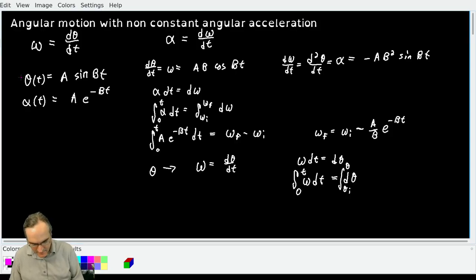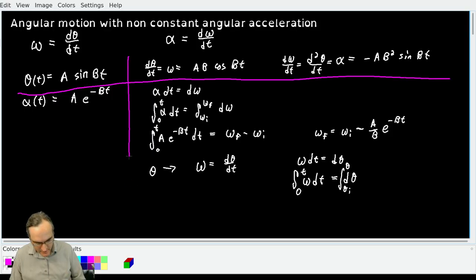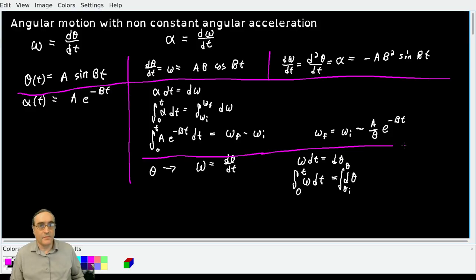When you have something where the acceleration is not constant, you're going to have to split it up and deal with it in pieces. That's all I have to say for this one, so I'm going to stop the video there. Next up, we're going to talk about what you do if you do have a constant angular acceleration.